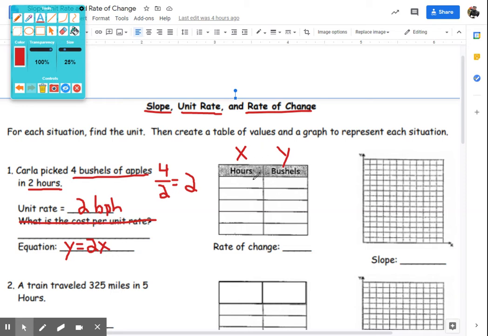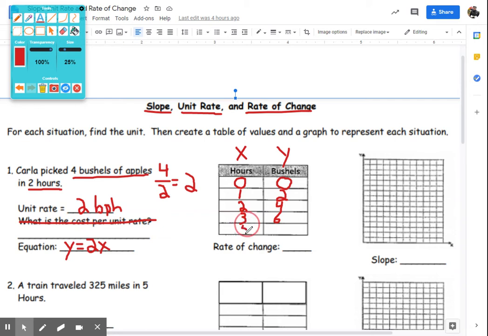Okay, so let's fill out our table. Before she starts picking, at 0 hours, she hasn't started yet, so she hasn't picked any bushels. So she's at 0. After 1 hour, we know 2 bushels per hour would be 2. After 2 hours, if I take this 2, multiply it by the 2 bushels per hour, we get 4.